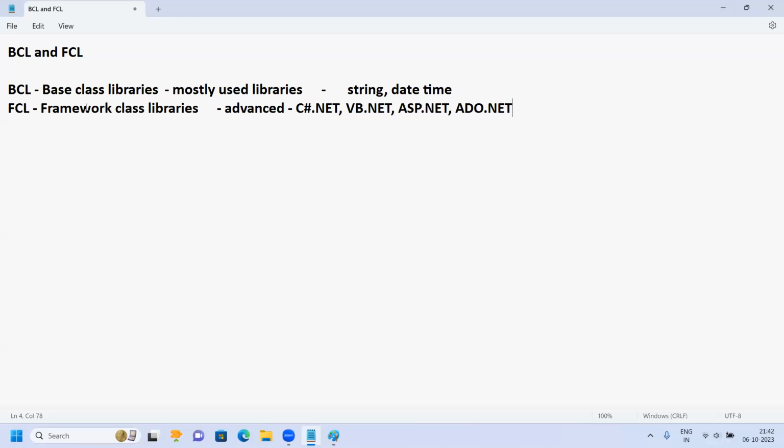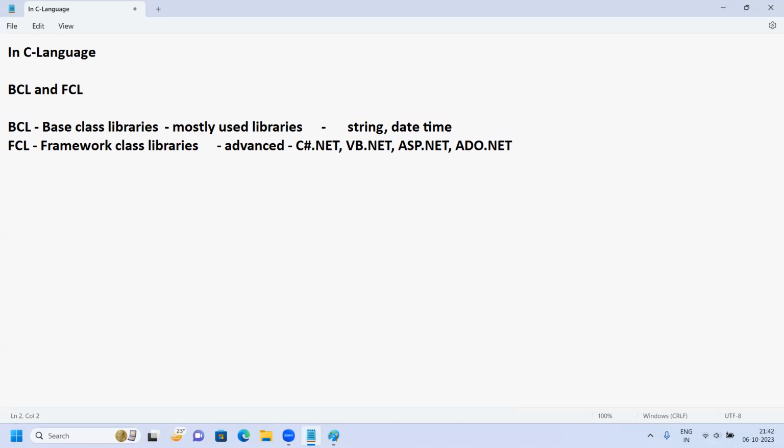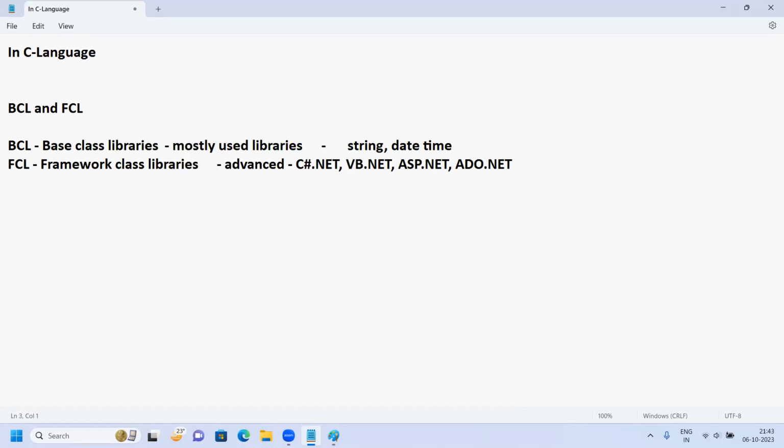Obviously, when I'm using the word libraries, you can understand I'm talking about some built-in things. This is .NET, so I'm using these terms, BCL and FCL. If it is C language, you don't have anything called BCL or FCL. No, C language is not an OOPS language. Here C# is OOPS. So base class library, framework class, like class comes from OOPS. Somewhere OOPS is involved. C language is not.